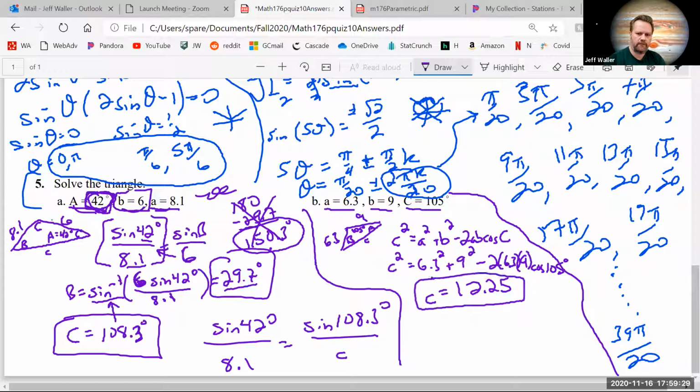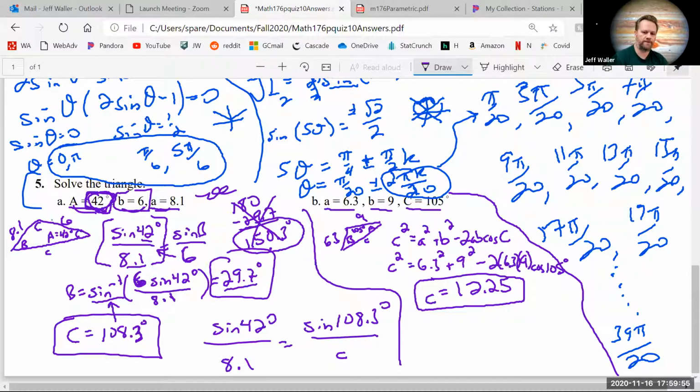And now we have to figure out the angles. What can I use to figure out the angles now? Law of sines. And why am I not worried about the inverse issue? Because one angle is 105. There's only one answer possible going into this. So anytime you start with the law of cosines, you will get one triangle. That is so nice.